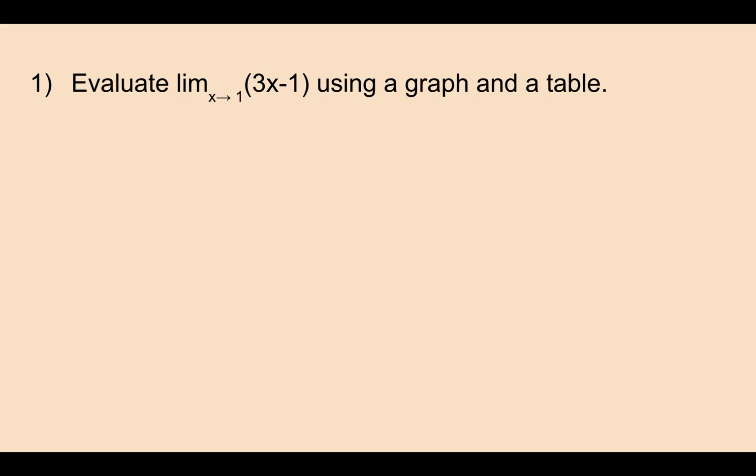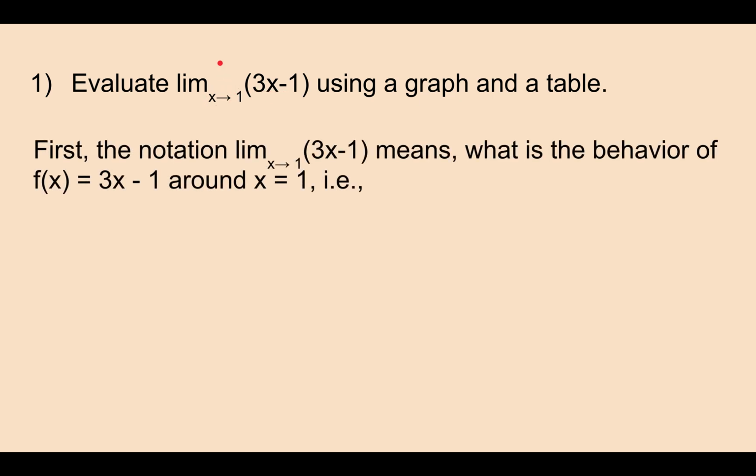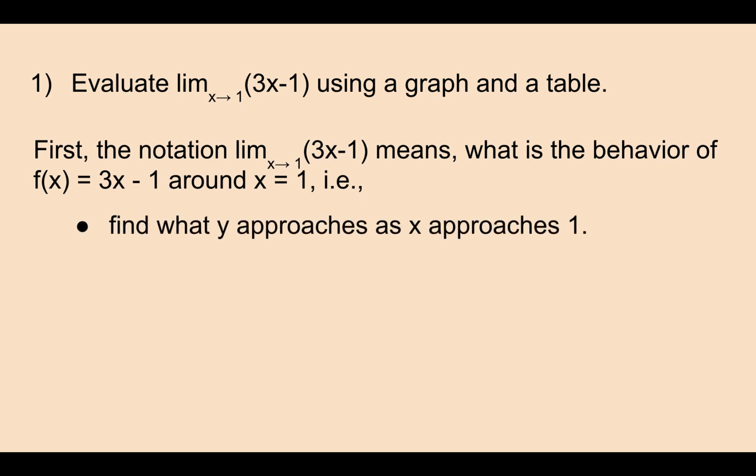All right, let's do some examples here. We'll use a graph and a table. So I want to evaluate the limit of this function using graphs and tables. Remember, the limit is to find the behavior of this function near this. So this limit notation means: what is the behavior of f of x, which happens to be 3x minus 1, around x equals 1? We want to find what y approaches as x approaches 1. We want to find the y value, the output.